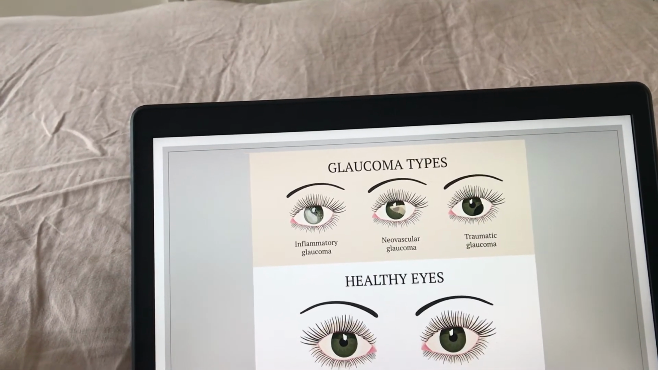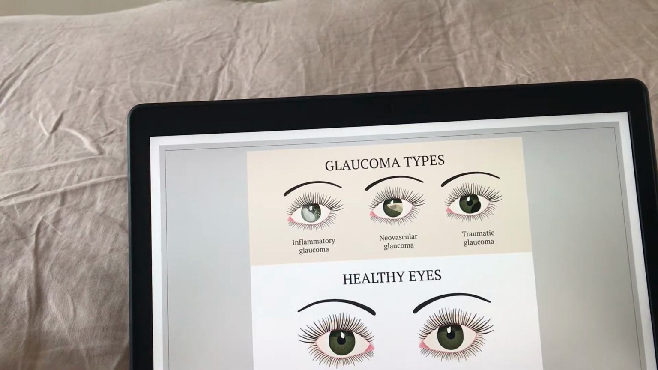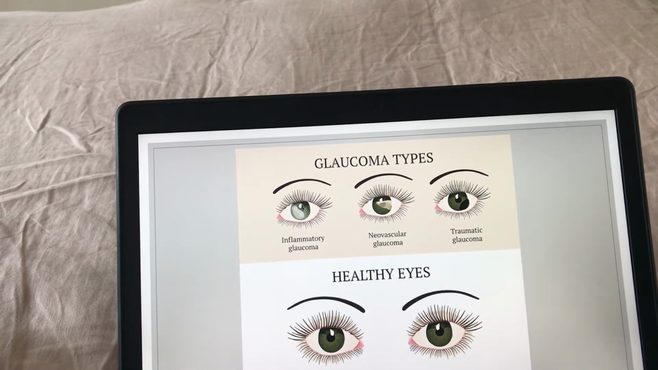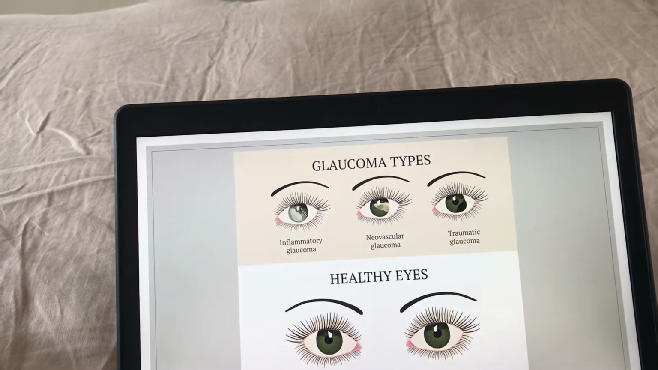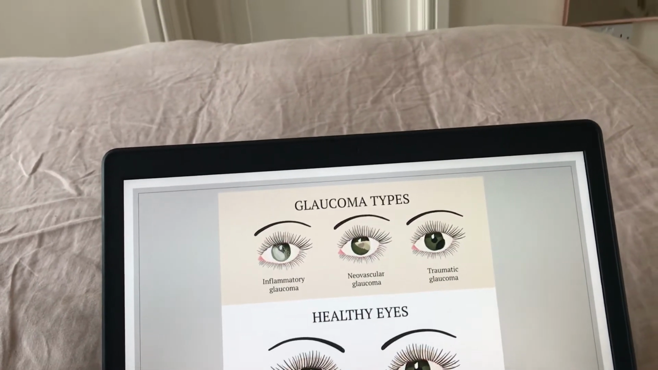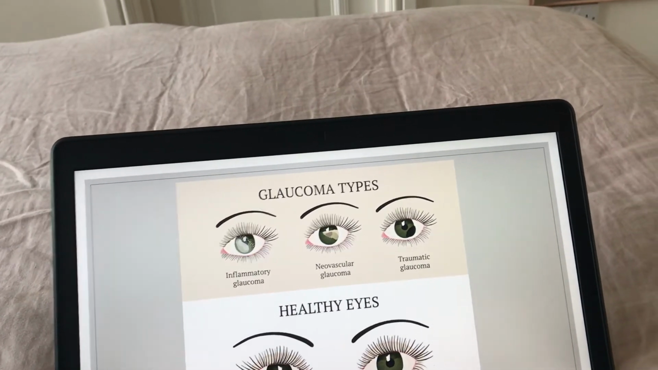And then traumatic glaucoma is any glaucoma caused by an injury to the eye. This type can occur both immediately after an injury to the eye or years later, and it can be caused by injuries that bruise the eye, from blunt trauma, and injuries that also penetrate the eye.